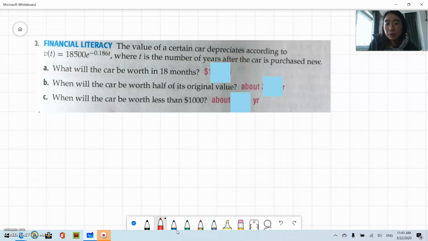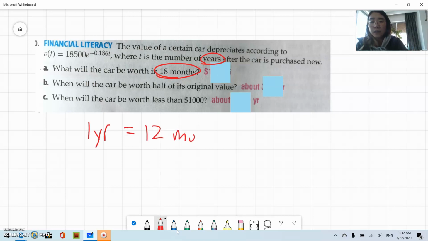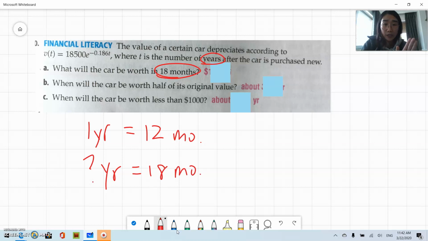I don't think I need to help you with that because the only thing I will tell you about A is the fact that this is in months, but T is in years, right? So think about 1 year is 12 months. So then how can you change how many years is in 18 months? Okay, so if you can figure that out and plug that into T, you'll be fine with A.